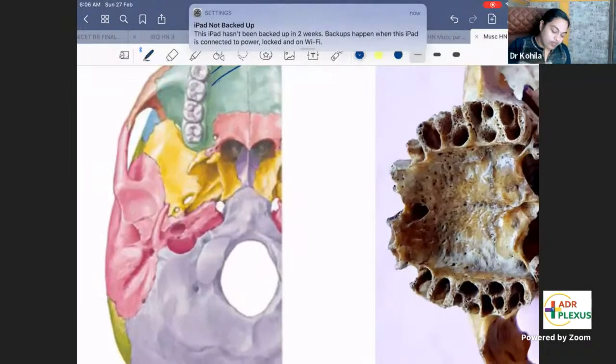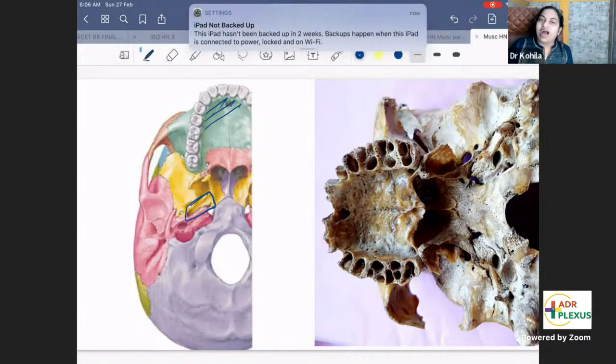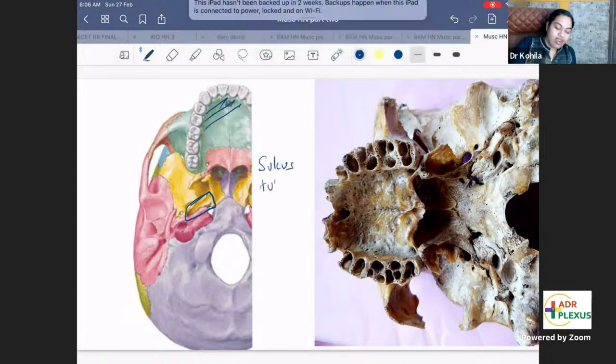Yes? Now, why am I talking about all this? I'm going to tell you. This area, exactly this area, what is it called? Which lodges the cartilaginous part of the auditory tube? It's called the sulcus tubae.